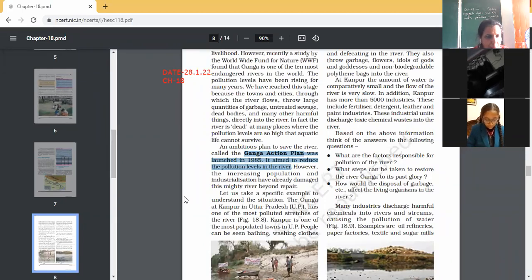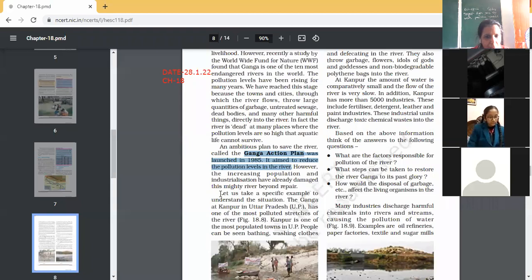Okay, afterwards, Akriti, continue reading from the next paragraph. Let us take a specific example to understand the situation. The Ganga at Kanpur in Uttar Pradesh, UP, has one of the most populated stretches of the river. But wait, beta, wait. It's polluted. It's not populated. We are talking about pollution. Just see the words carefully.